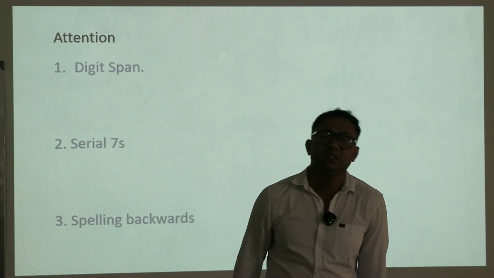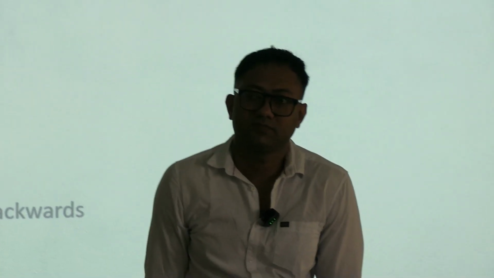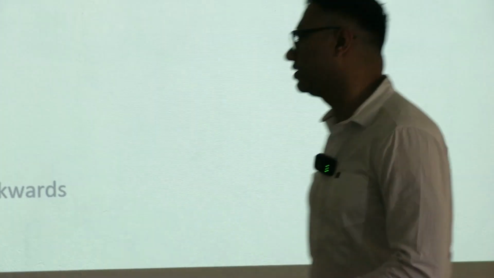So take 100, then 93. Okay, subtracting 7 each time, right, understood. 100, 93, then 86, 79, 72. In this way you have to go down. So this is the way to check the attention of the patient.